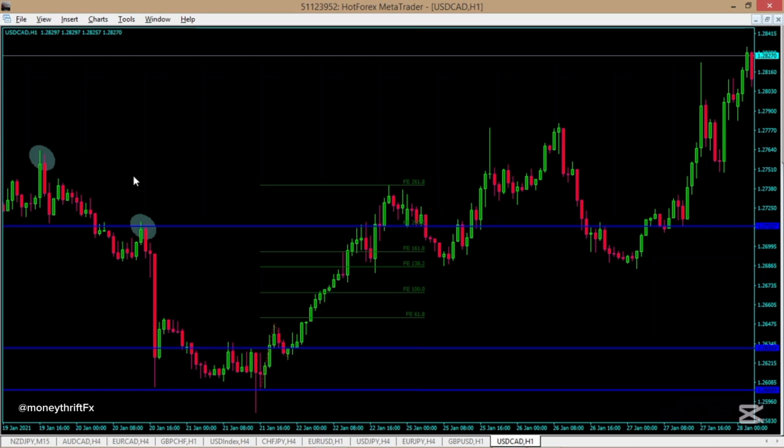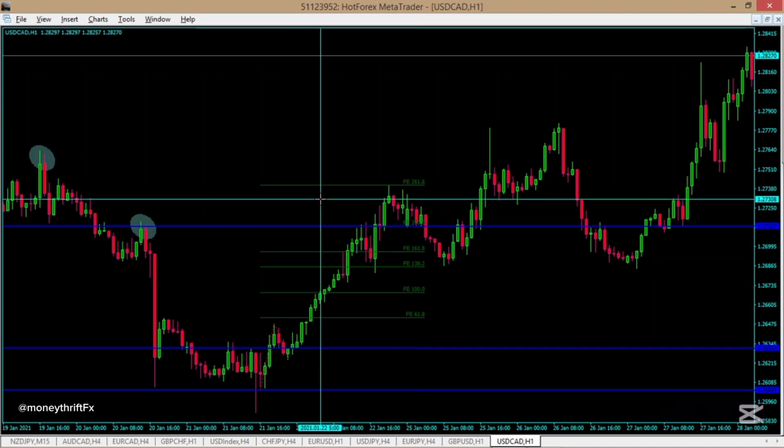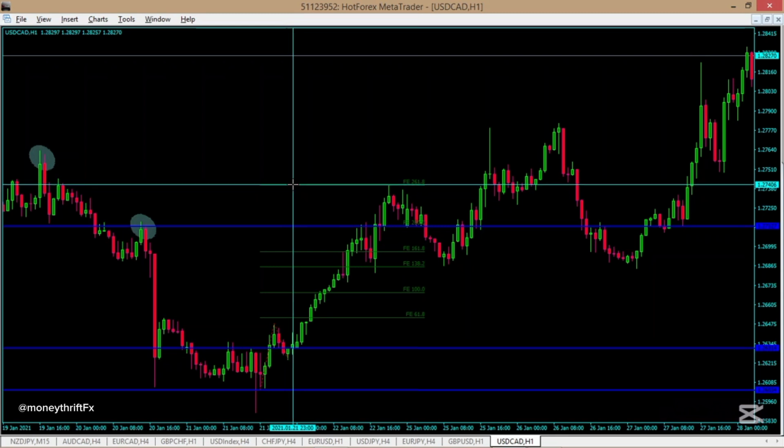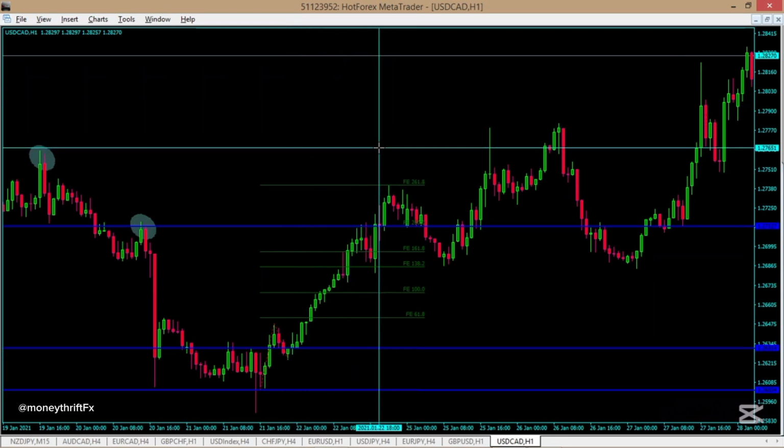Before the next resistance, which extension tool do I have? I have this guy, so 61.8. So there's no other one. I don't like chasing trades that are too big or too long because my patience will start expiring.